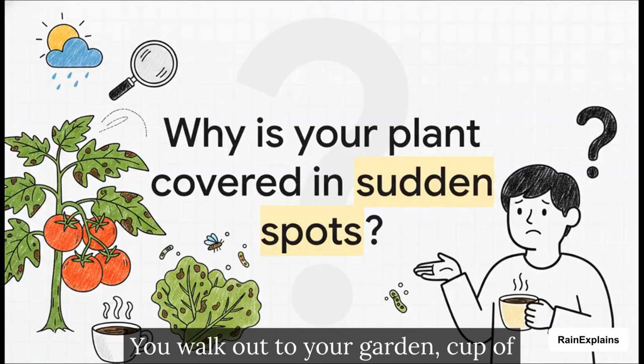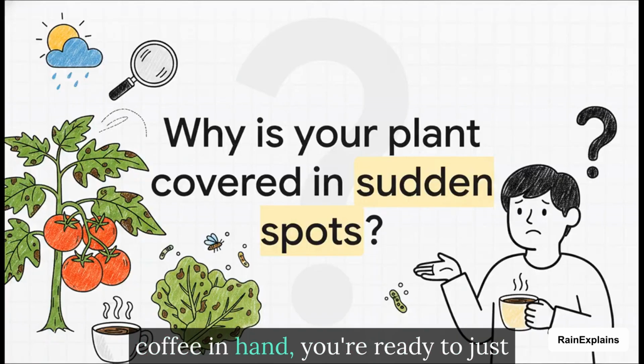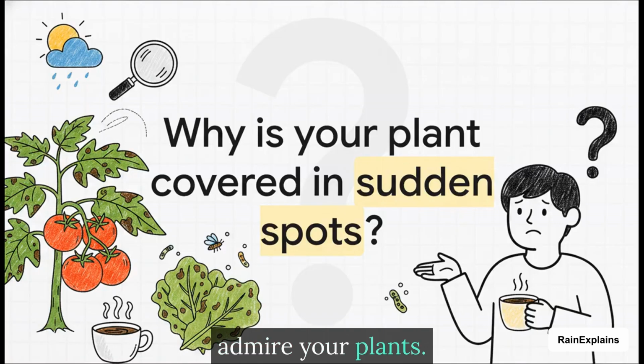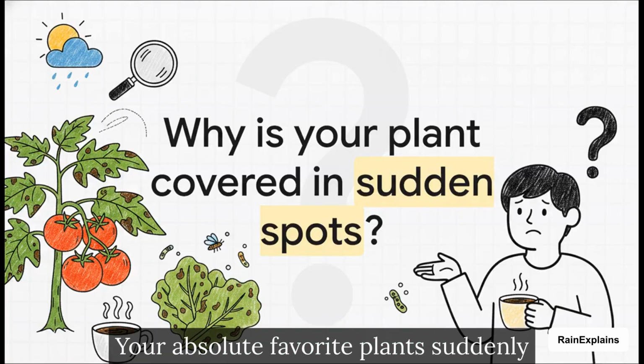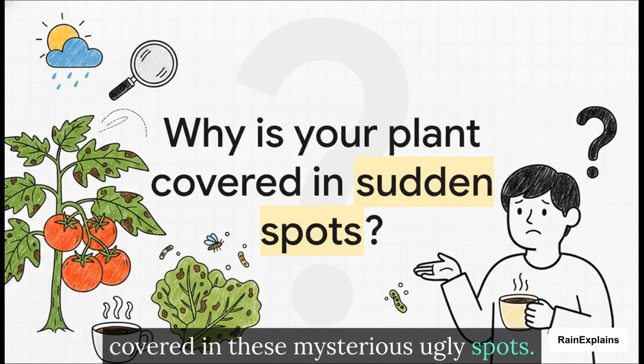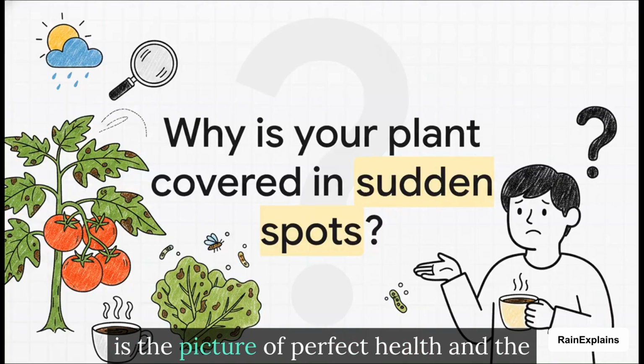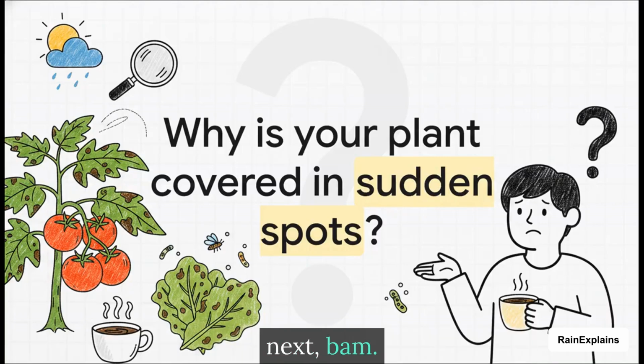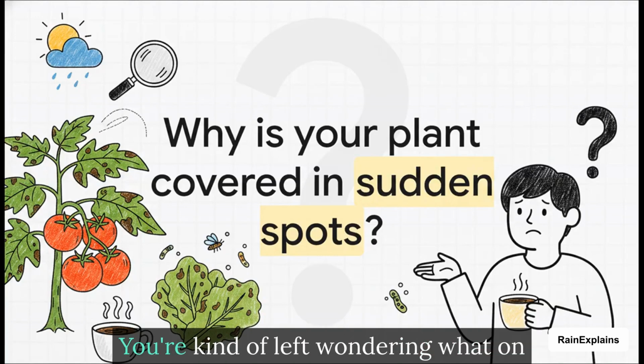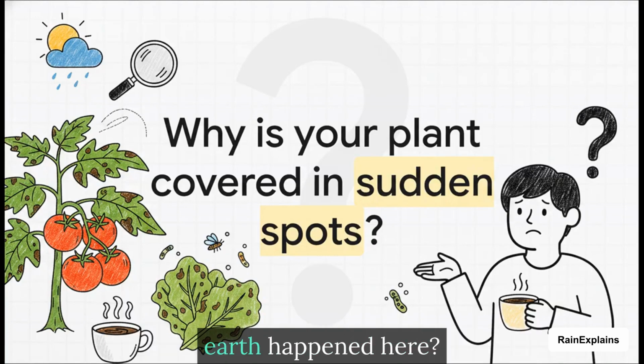Picture this, right? You walk out to your garden, cup of coffee in hand, ready to just admire your plants. But then you see them. Your absolute favorite plants, suddenly covered in these mysterious, ugly spots. It is so frustrating. I mean, one day your tomato or lettuce is the picture of perfect health, and the next, bam, it looks like it's under siege. You're kind of left wondering, what on earth happened here?